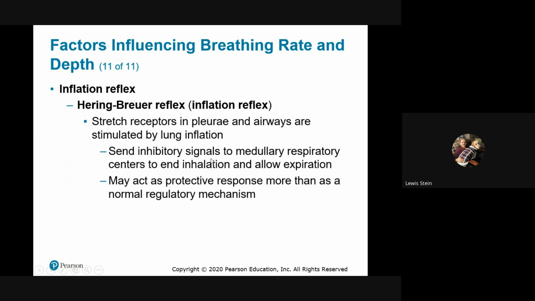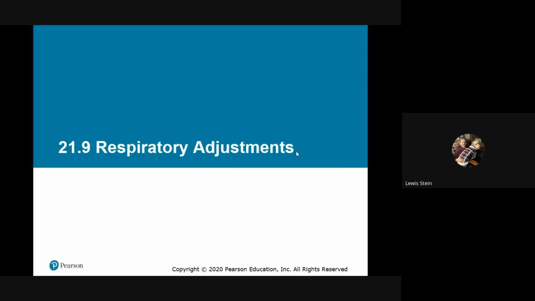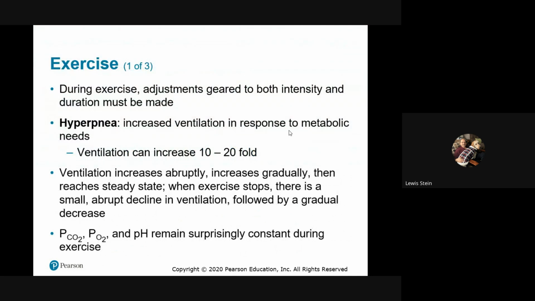Basically, the stretch receptors tell us when to end inhaling and allow exhaling. I think it's more protective against being hyperstretched, against being excessively inflated. It's not like it operates every time you breathe. So that's probably a reflex that's there only if your normal controls for some reason are not adequate at that point. And in exercise we can adjust dramatically, 10 to 20 times. That's pretty impressive, in response to metabolic needs.